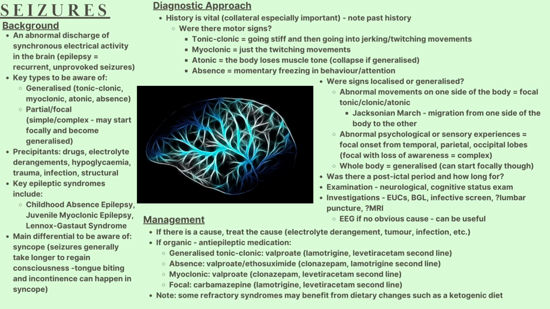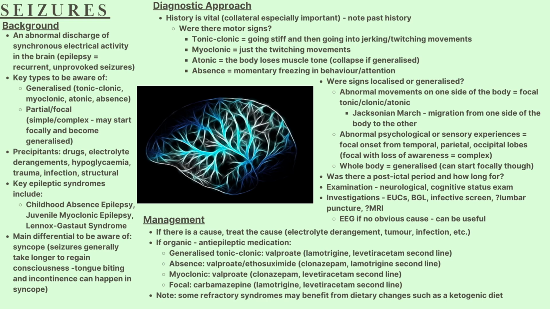The principles of seizure management include basically just treating the cause. So if there is a cause, treat that cause, whether that be an electrolyte derangement, a tumor, an infection, or so on. If the cause seems to be organic, then we would use anti-epileptic medication. And I encourage you to have a look at the video that we made recently on anti-epileptic drugs for some information on the indications, contraindications, and the mechanisms of action of some of these medications.